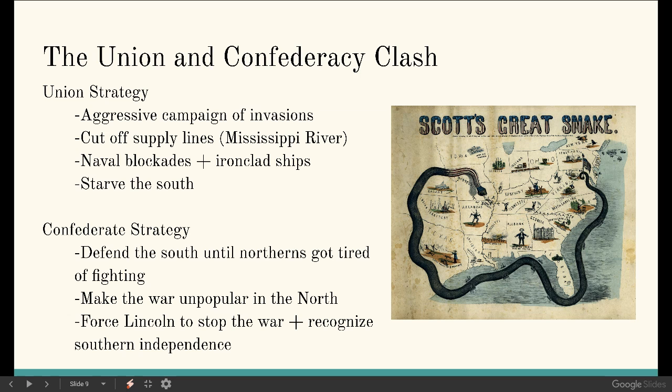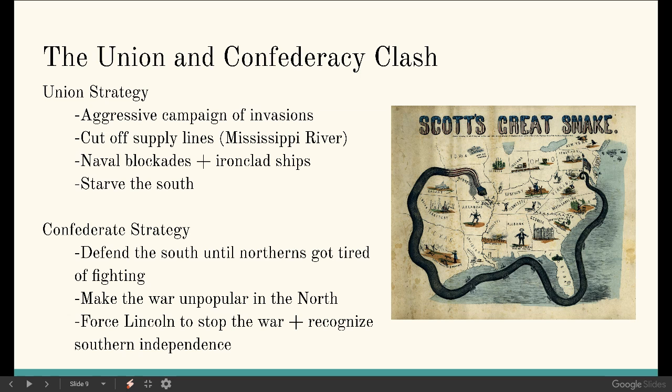Gulf of Mexico. And they had ironclad ships as well, which are regular ships with iron on the outside to make them stronger. And eventually they're just going to try to starve out the South in resources, in actual food, and try to cut them off from everything.